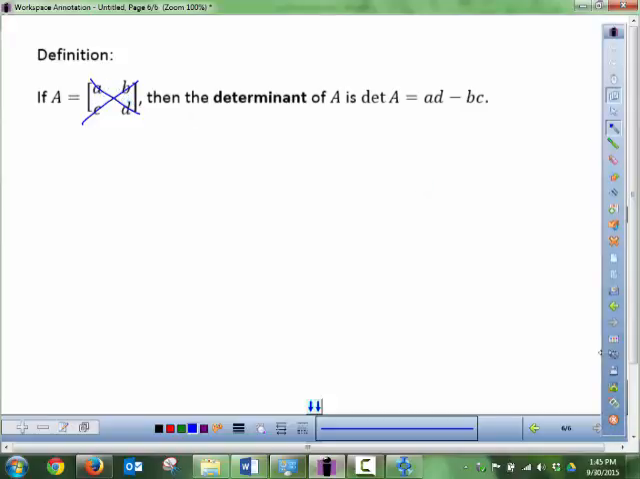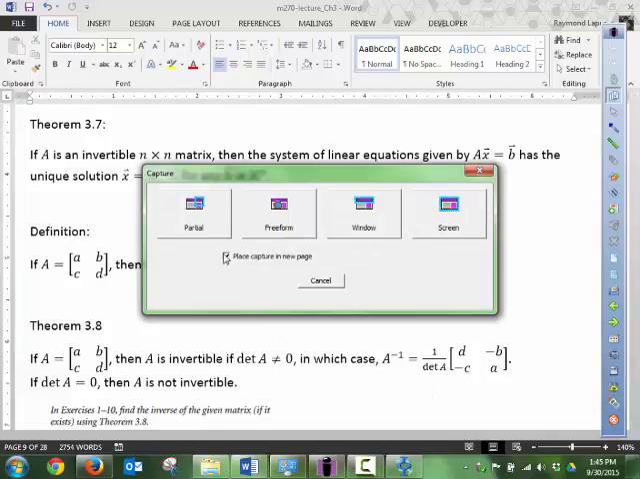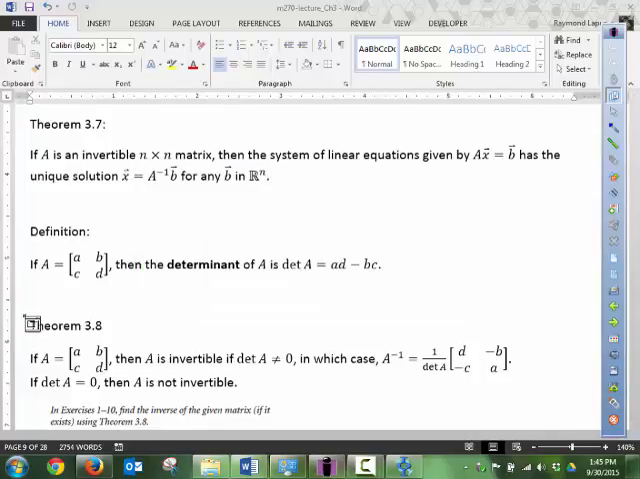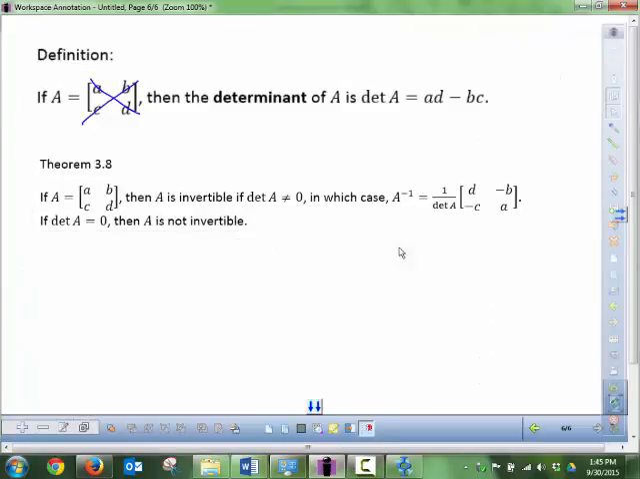All right, so now that we know the determinant of a 2 by 2 matrix, we have a special formula for the inverse of a 2 by 2 matrix. The inverse of a 2 by 2 matrix is given by first finding the determinant of your matrix and then doing something weird to the matrix itself.